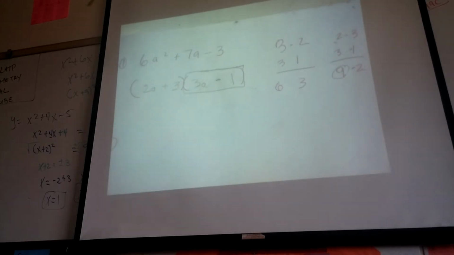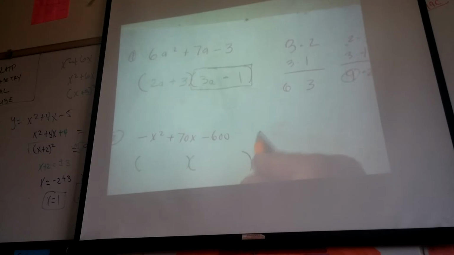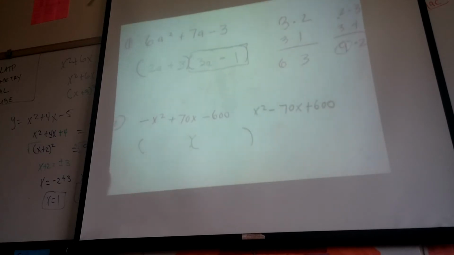For question number 2, similar. It's negative x squared plus 70x minus 600. And on this one, you want to do the same thing. So what I'm going to do here is change this so it's a positive, and this would be negative, and this would be positive. So I'm running a negative through all of the answers here.